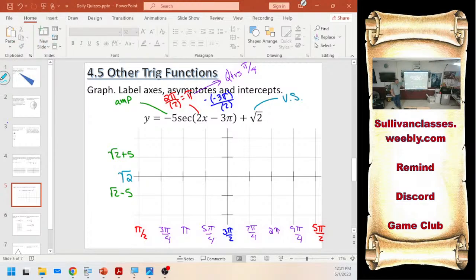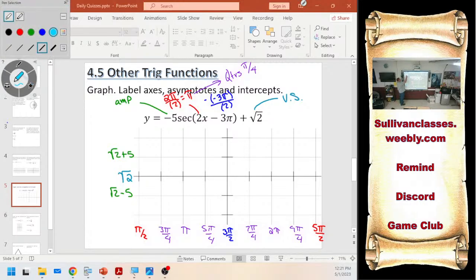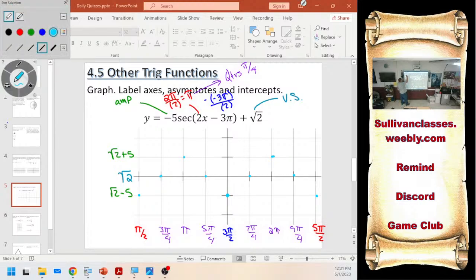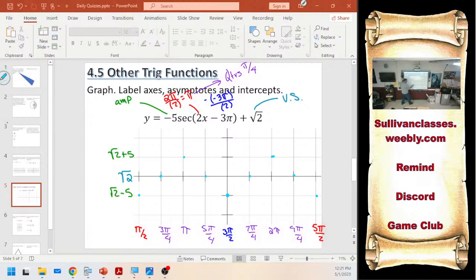Secant is a reciprocal of who? Cosine. So cosine normally starts at maximum, minimum, or midline. Normally at the maximum. This has a negative, so minimum. So I start down here, and I do the dance. Middle up, middle down. Middle up, middle down. Now, cosine would have looked like this.